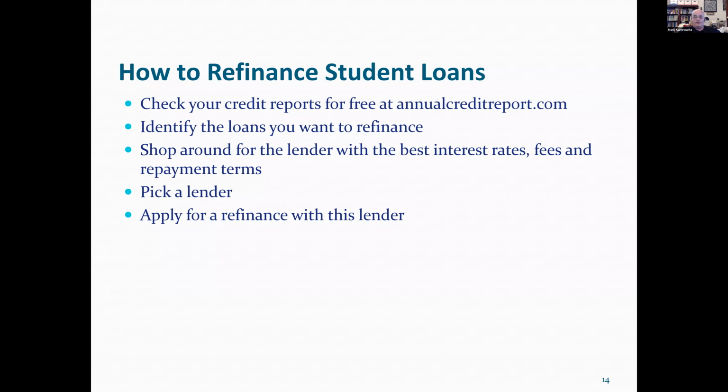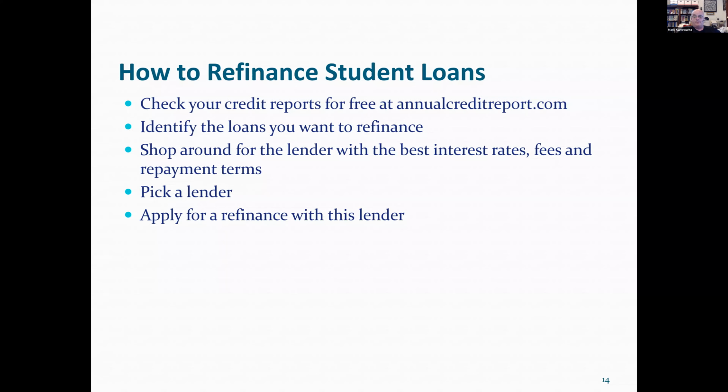You do that by disputing the incorrect information. The creditor will then have 30 days from the date you dispute the information to either confirm the accuracy of the information or to remove it from your credit history. And so you should wait 30 days after you dispute information before you apply for a private refinance.